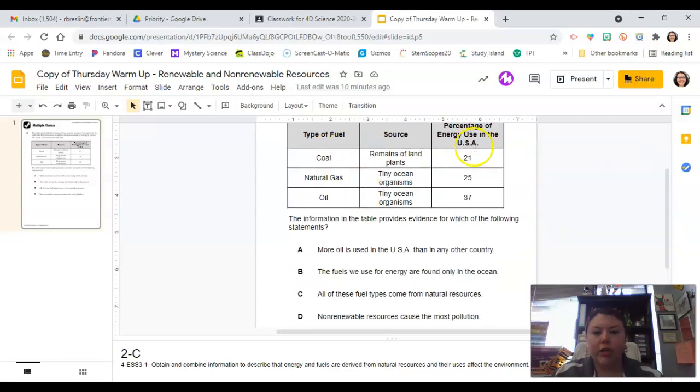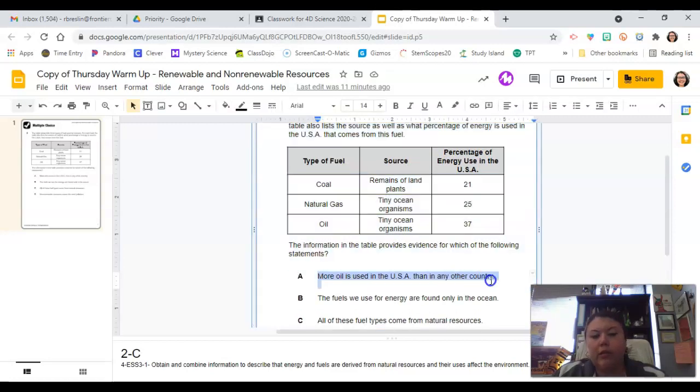So I'm looking at this chart to figure out which one of these statements is true or is supported by that chart. A, more oil is used in the USA than in any other country. Does it talk about any other country? No!